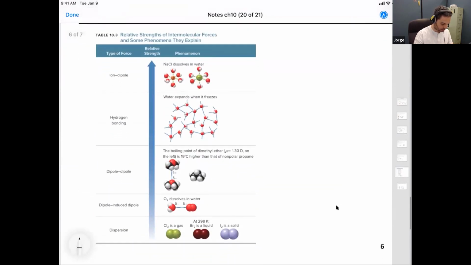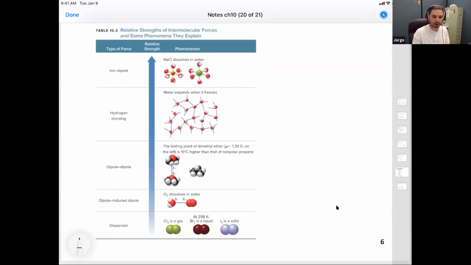Okay, so let's summarize what I told you. Here we have a figure. The first column in this figure names the type of force or intermolecular interaction. We have a rank and an example of when that happens.